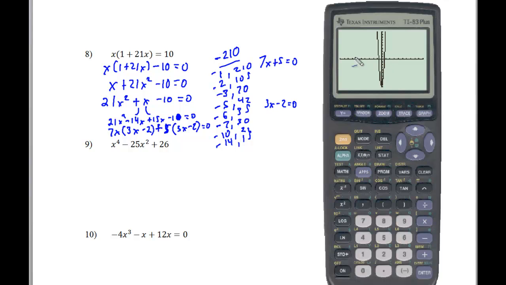And you can now see why these are unreadable on the screen. If I move the 5 to the other side, I get 7x equals negative 5. X is equal to negative 5/7. I move the 2 over to the other side, I get 3x is equal to 2. Divide both sides by 3. X is equal to 2/3. So negative 5/7 is right there. And positive 2/3 is right there. Whew, good luck seeing that from the screen, right? All right, two more problems to go.